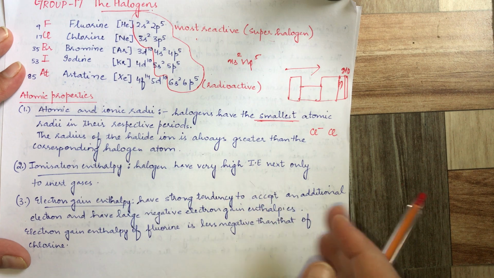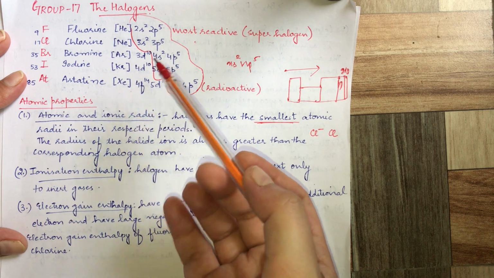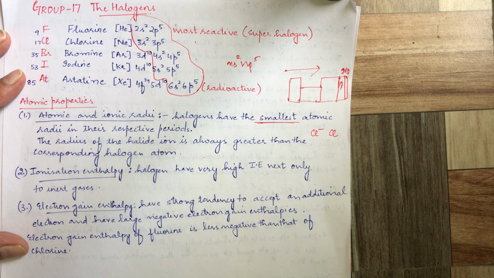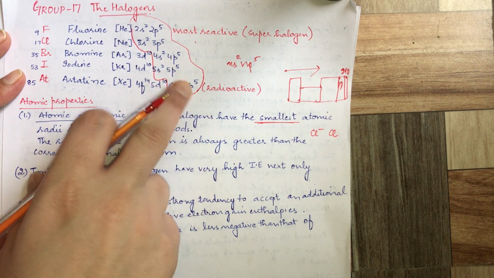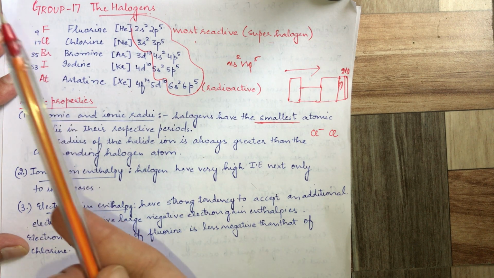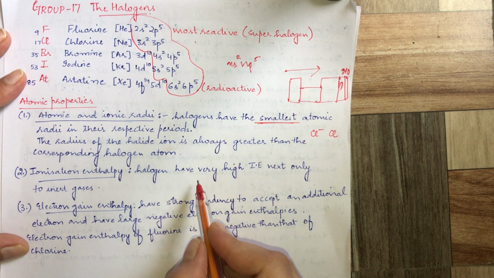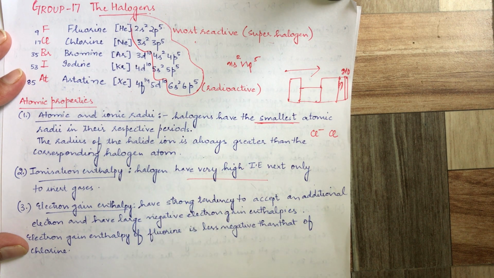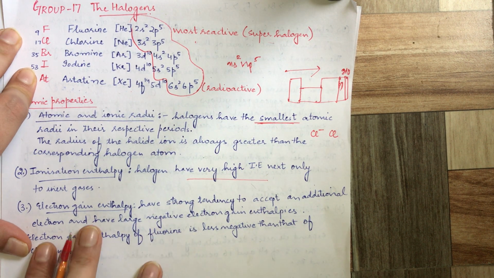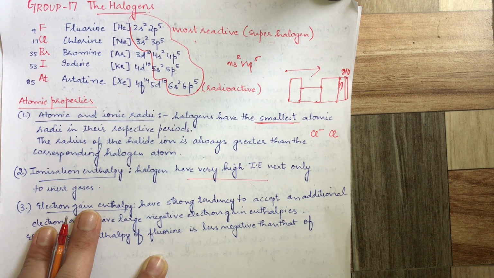Next we talk about the ionization enthalpy. Ionization enthalpy means the energy required to remove an electron. So why would they allow the removal of an electron when they only require one electron to gain noble gas electronic configuration? They will prefer gain of the electron and not loss of the electron. Hence halogens have very high ionization enthalpy, next only to the inert gases. So it is correct to say that it is very difficult to remove an electron from the halogens.